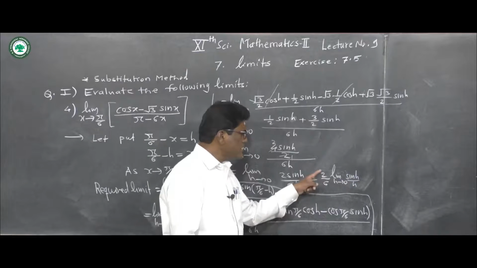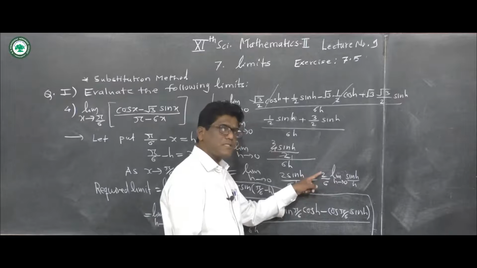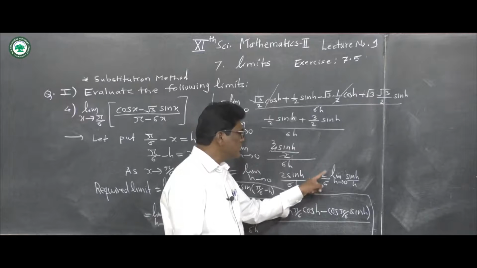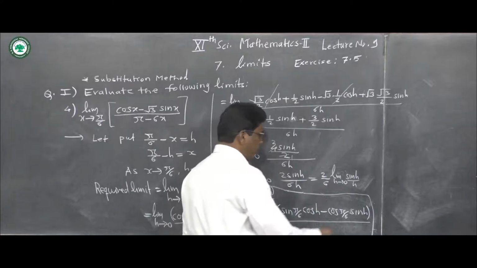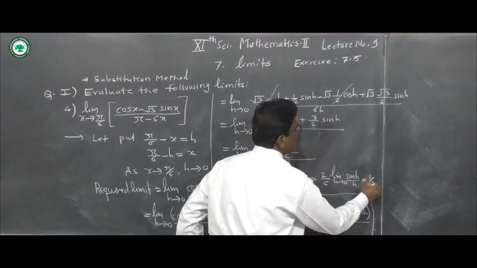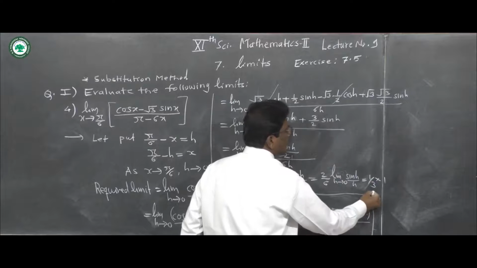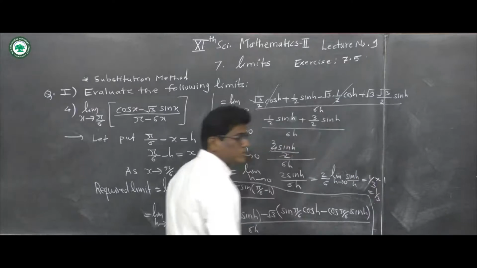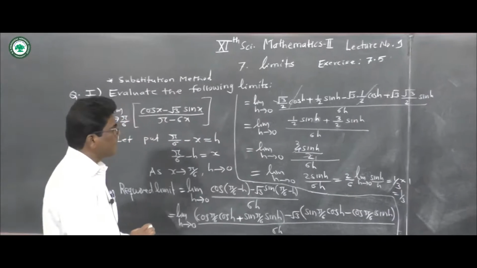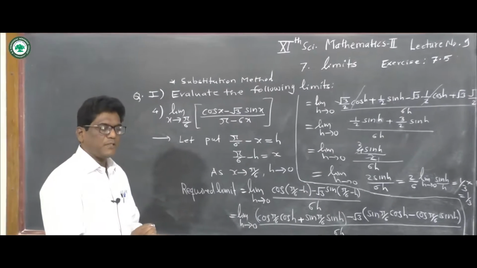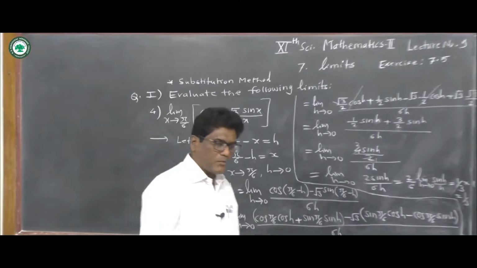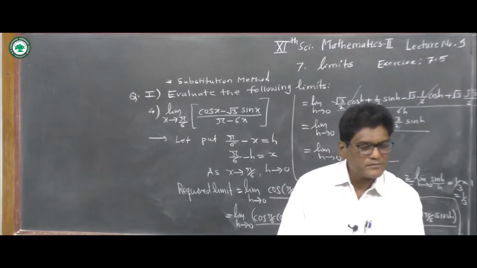Now this 2 upon 6, that is 1 upon 3. 2 ones are 2, 2 threes are 6. So it is equal to 1 upon 3, and this is the standard formula. This is 1, so it is equal to 1 upon 3. So the solution of this problem is 1 upon 3. So in this way we have completed the fourth problem. Now the last problem of question number first.